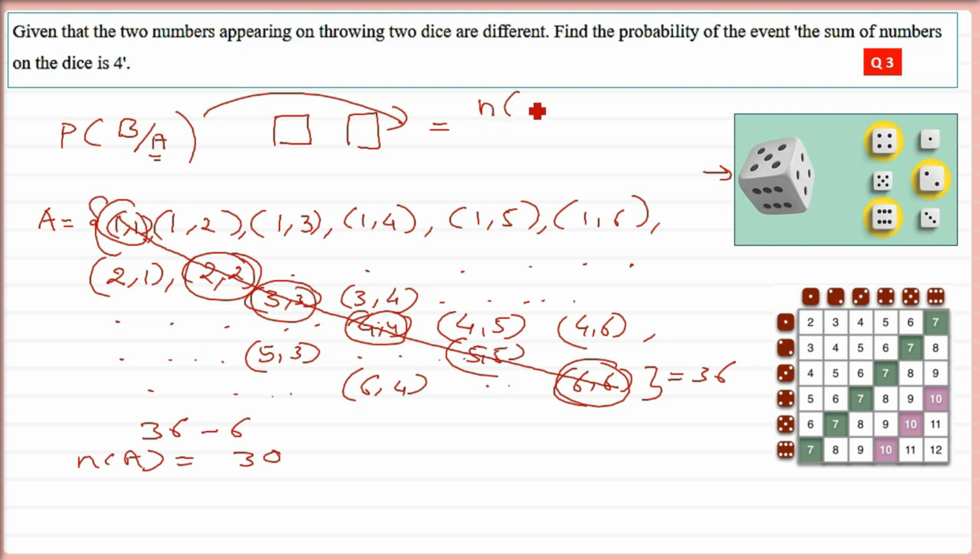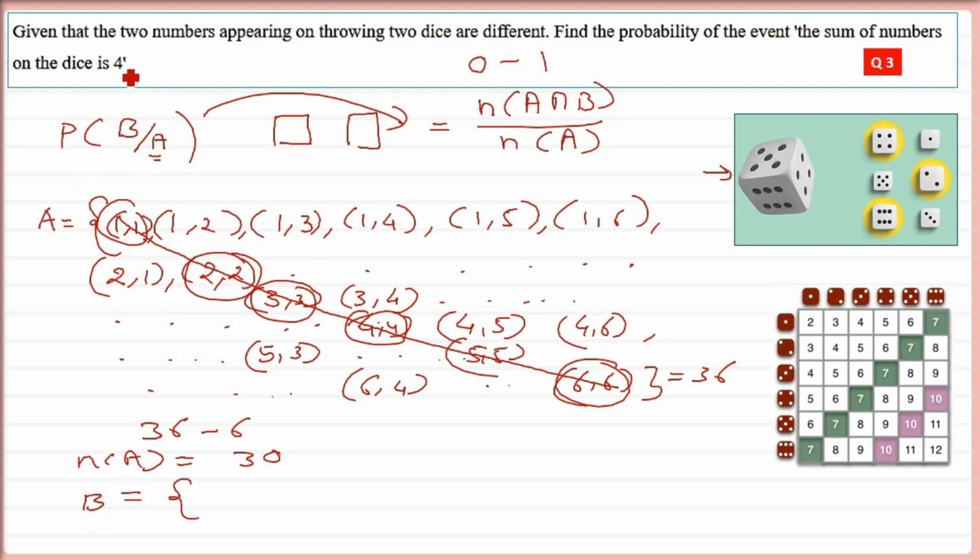How about B? So the probability of B by A is written as probability of A intersection B, or B intersection A, divided by probability of A. Because we are going to use the numbers only, that's why I am using N. Probability is always between 0 and 1. So n(A) is already 30 with us. How about n(A intersection B)? So we have to find out the B also. What is the content of set B?